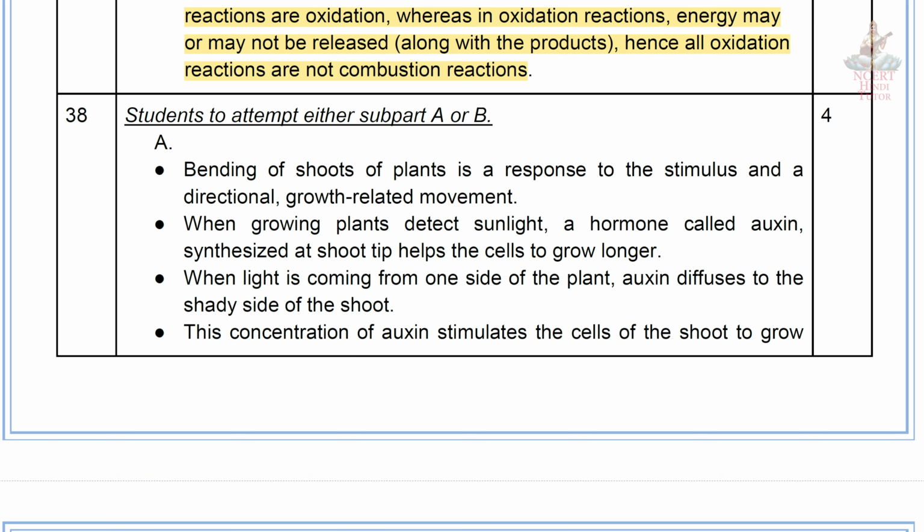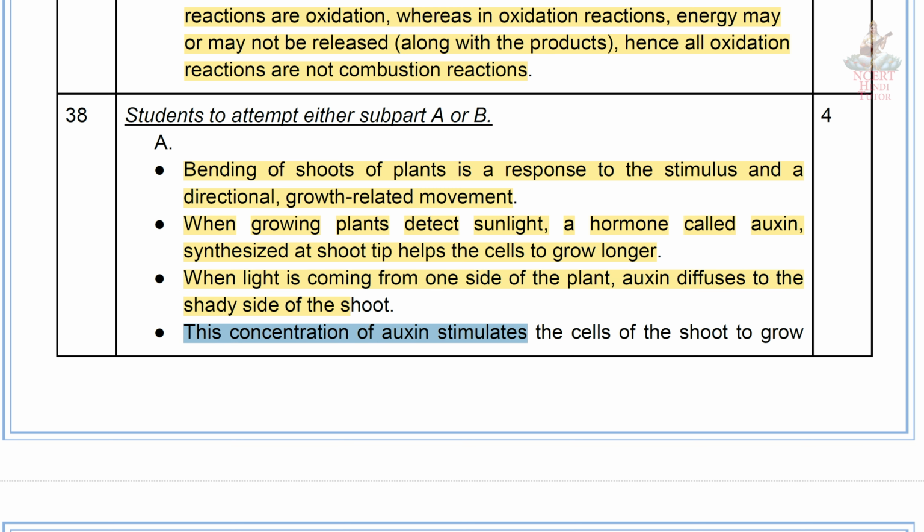Answer. Bending of shoots of plants is a response to the stimulus and a directional growth related movement. When growing plants detect sunlight, a hormone called auxin synthesized at the shoot tip helps the cells to grow longer. When light is coming from one side of the plant, auxin diffuses to the shady side of the shoot.